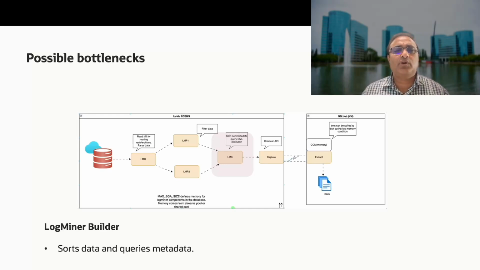So what kind of bottleneck might you see with LogMiner Builder? Again, in optimal condition, nothing, but I have seen this wait sometimes, not too many times, but sometimes. So let me explain that scenario. LogMiner Builder executes DML against dictionary tables and it executes SQL queries also, right?